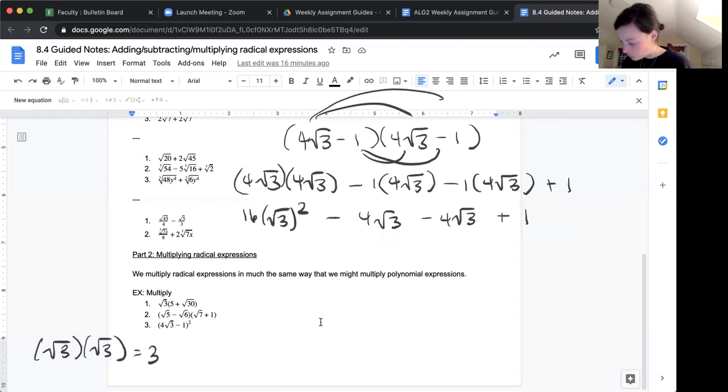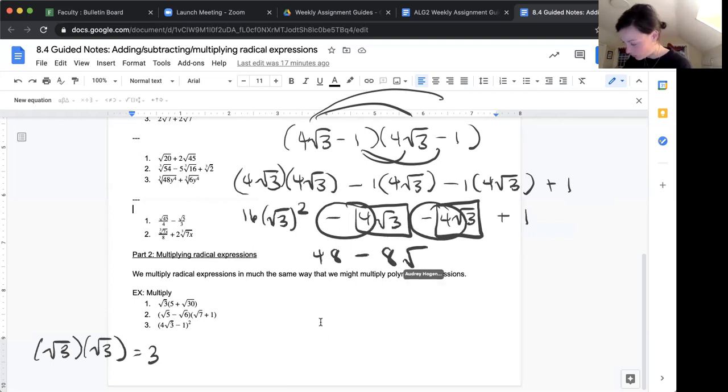So I'm going to have 48 minus, I have 4 square root of 3 here and 4 square root of 3 here. Those are like radicals, so I can go ahead and write that as minus 8 square root of 3 plus 1. 48 plus 1 is 49, so I'm going to have 49 minus 8 square root of 3.